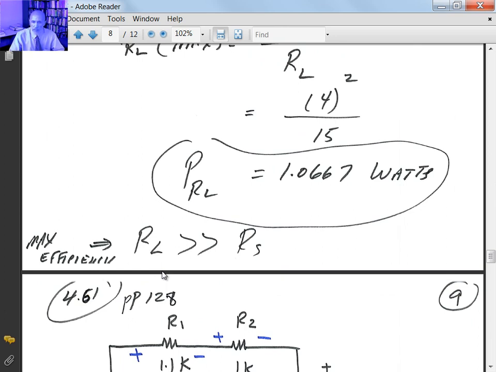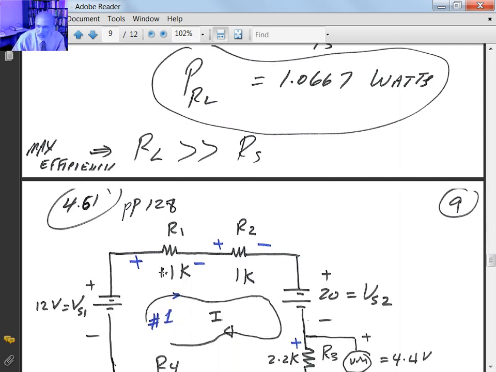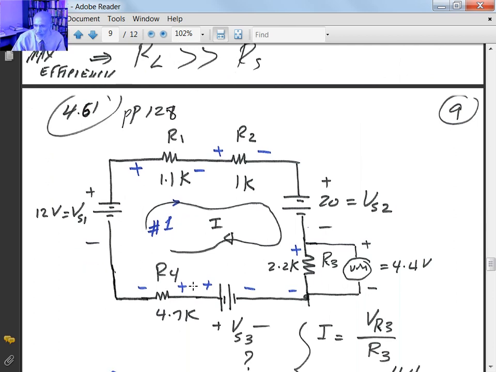Problem 61. It's a fast problem. It says determine the value of V_S3. So you have a source here that is unknown. V_S1 is 12 volts, V_S2 is 20 volts, and V_S3 is unknown. But you have a voltmeter across a 2.2 kilo-ohm resistor that measures 4.4 volts with that polarity.